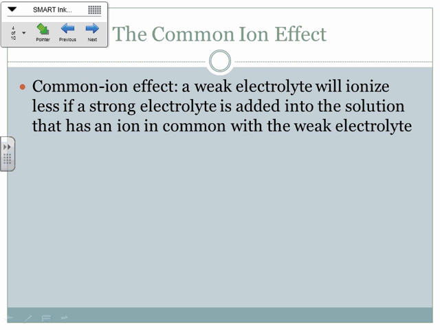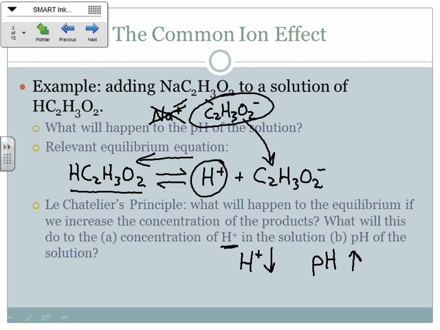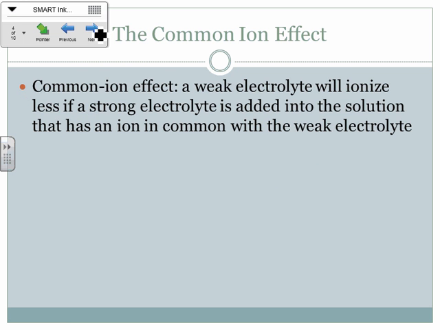All right. So this is known as the common ion effect. If you've got a weak electrolyte, it will ionize less if a strong electrolyte is added into the solution that has an ion in common with the weak electrolyte. Kind of long and drawn out. But what that basically means, so the weak electrolyte in our last example is the acetic acid, the HC2H3O2. That's a weak electrolyte because it doesn't dissociate all that much in water. Okay? So we've got an equilibrium that's happening here. Okay? And it says that weak electrolyte will ionize less if a strong electrolyte is added into the solution.